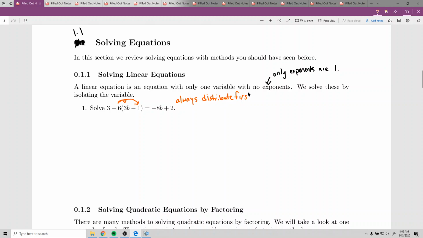first, when there's no exponents. If there are exponents, you might have to do things in a different order. Depends on your order of operations, and we'll see those throughout the class. But distribute this minus 6 through, we get 3 minus 18b, and then minus 6 times minus 1 becomes plus 6. And then we didn't do anything to the right side, negative 8b plus 2.